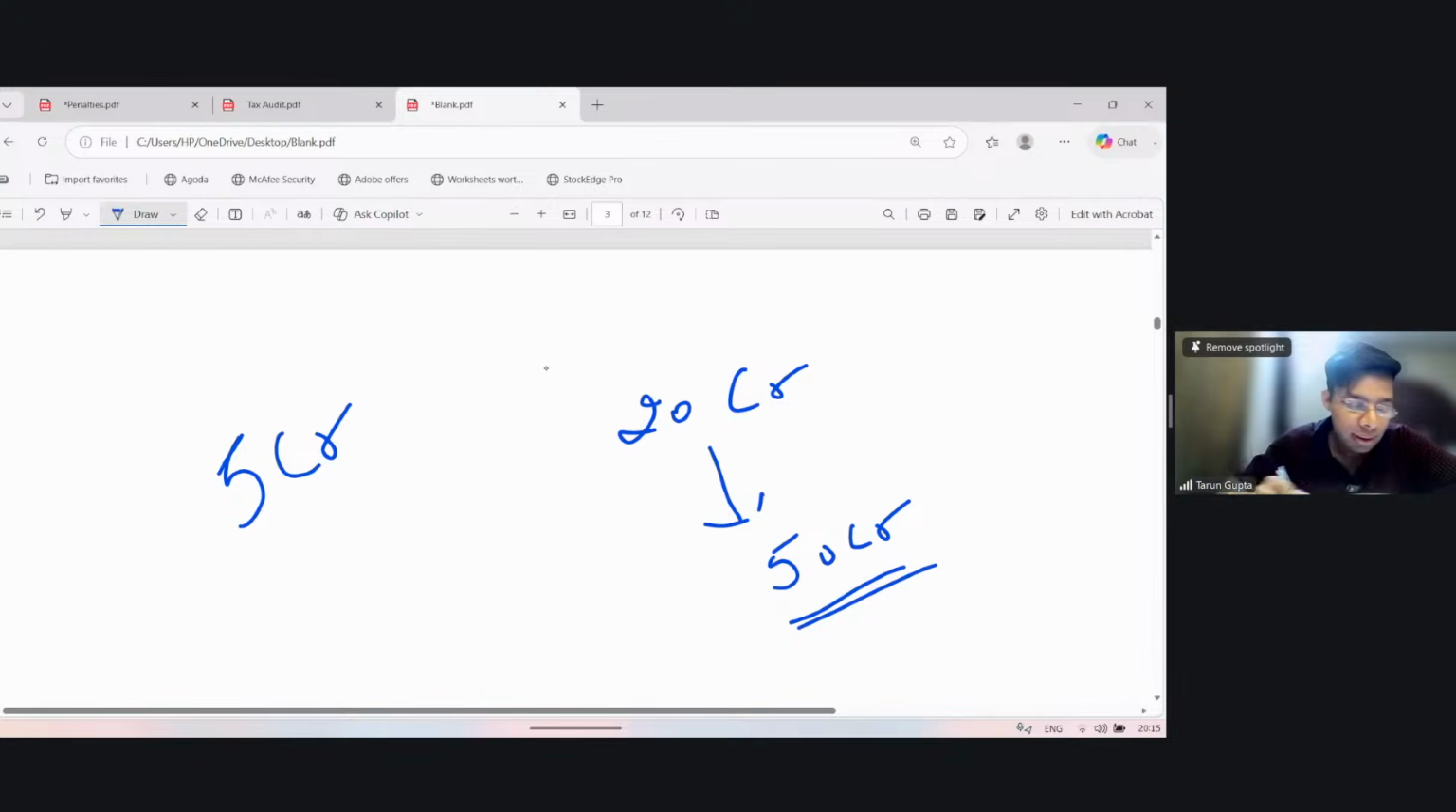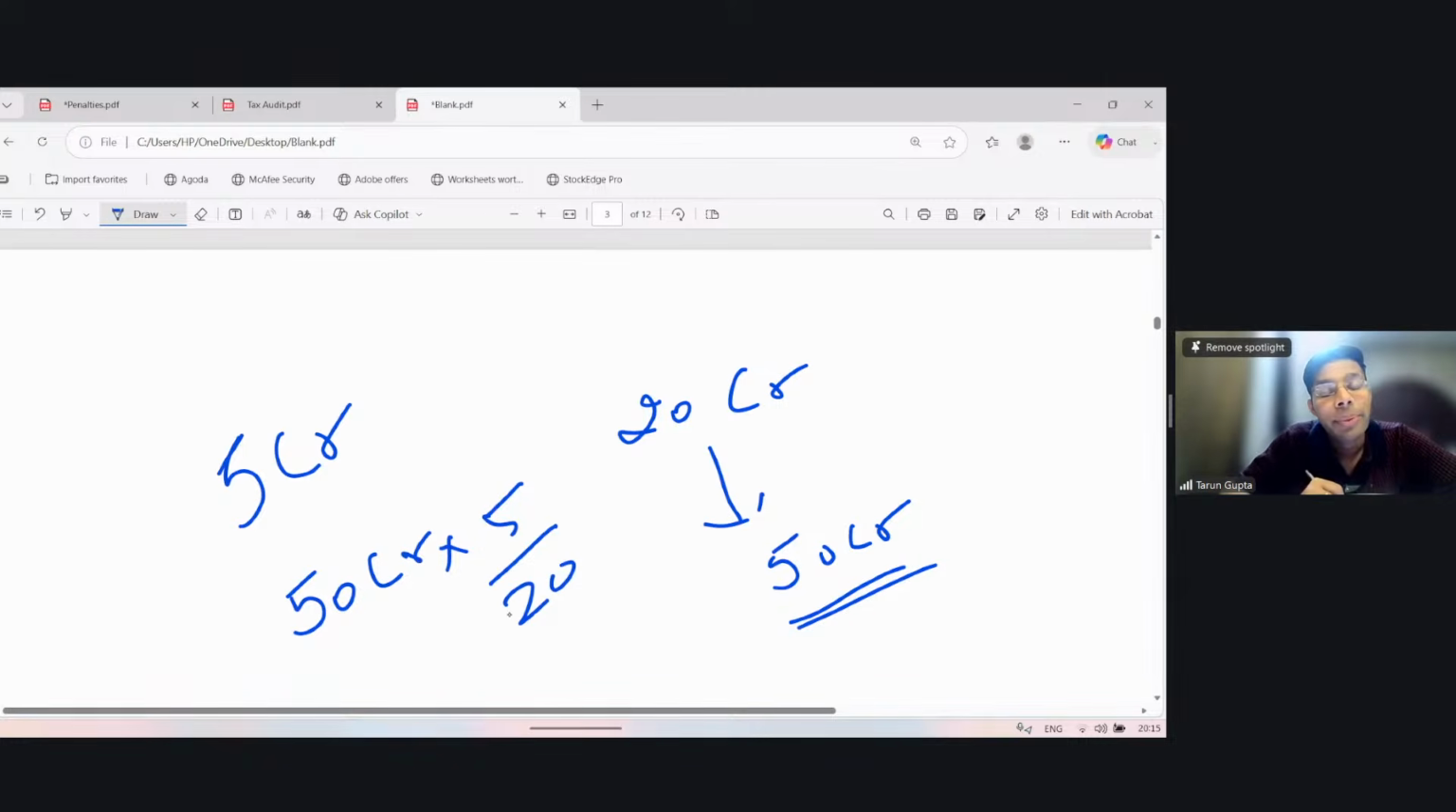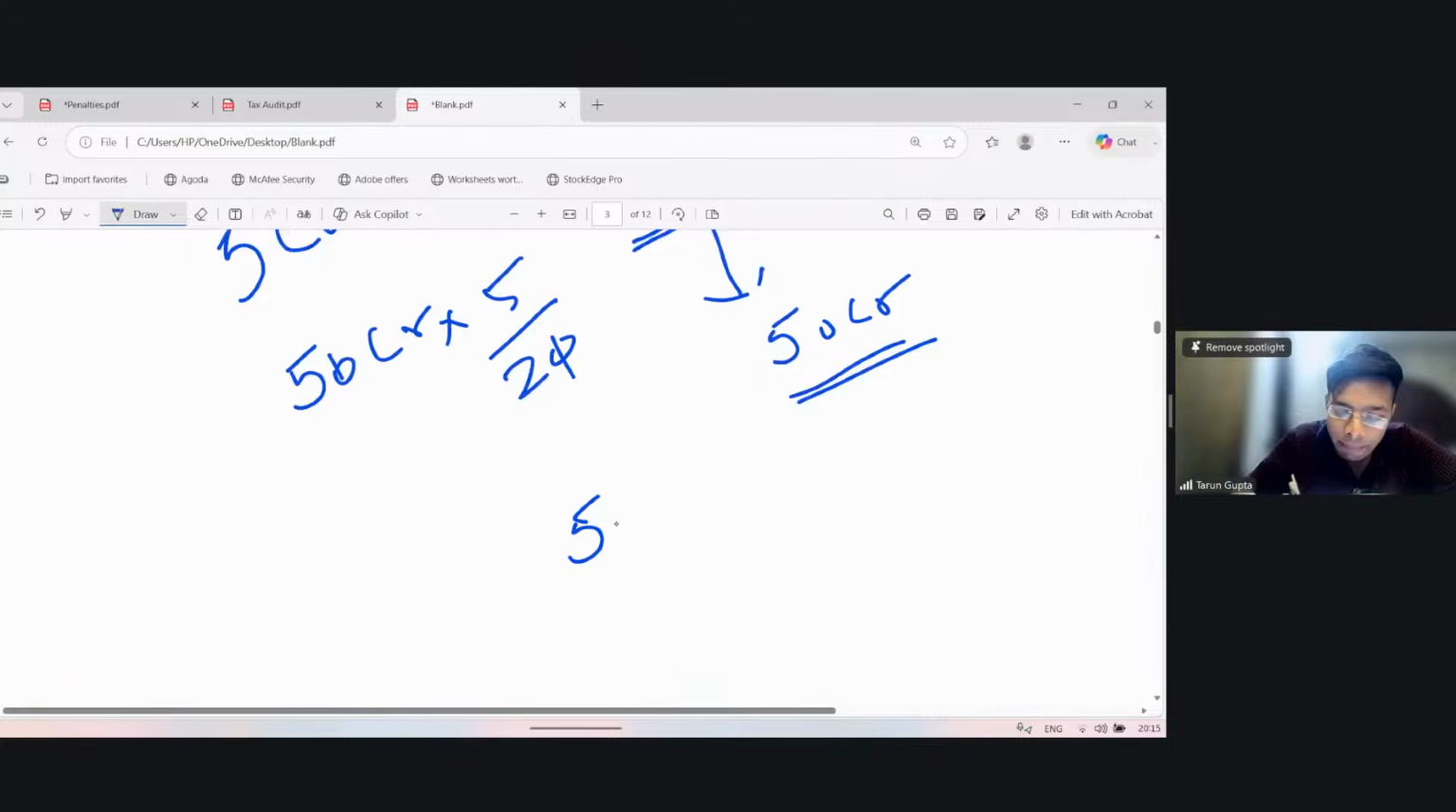Then, out of this 50 CR, the law says that 5/20 shall be deemed to be explained. So, out of this 20 CR, 5 CR is explained. So, out of this 50 CR, the proportionate amount shall be deemed to be explained. So, it comes to 12.5 CR. So, the undisclosed asset shall be 50 minus 12.5, which comes to 37.5.